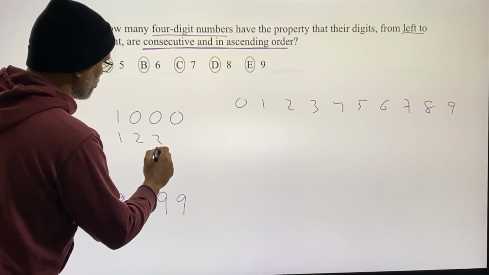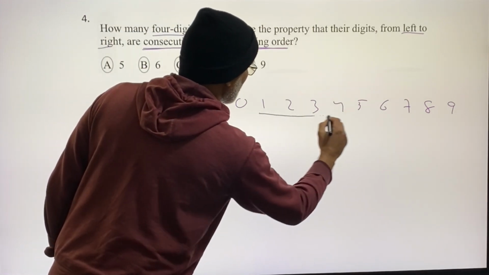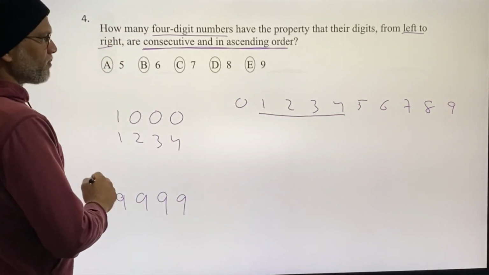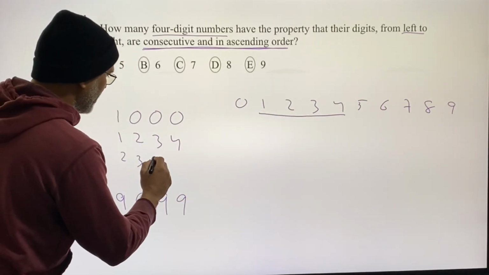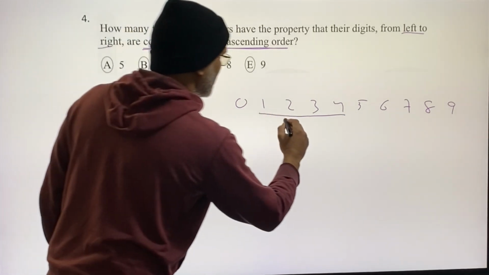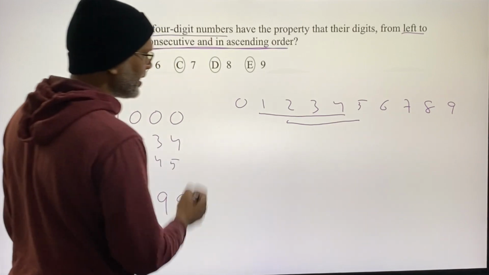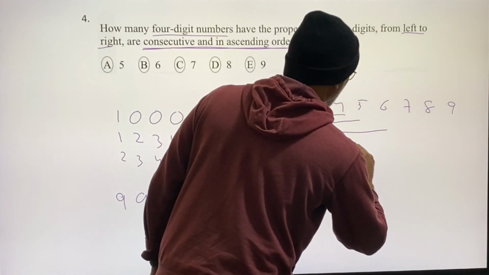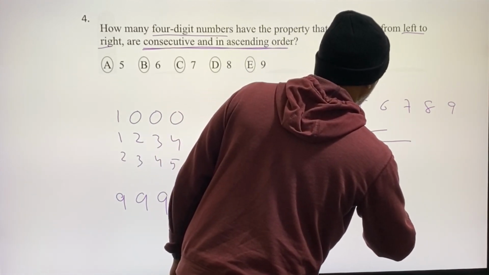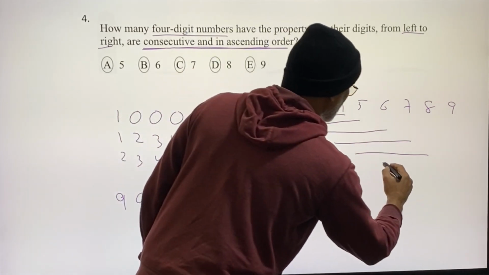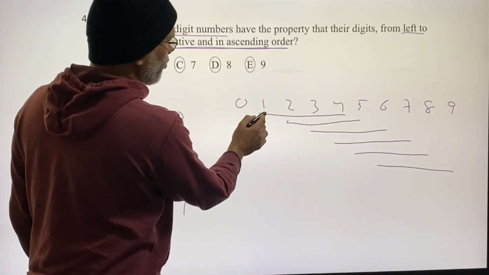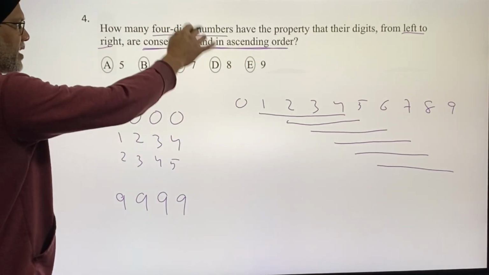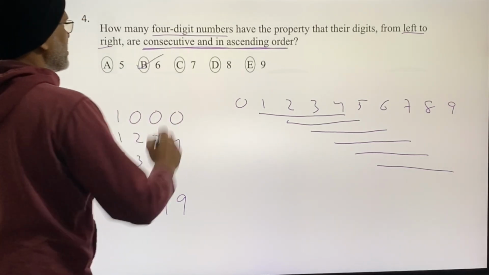So 1, 2, 3, 4. I cannot start from 0 because then it will be a 3-digit number, right? So 1, 2, 3, 4 is possible. Similarly, 2, 3, 4, 5. Let me do it here, it's easier. Then 3, 4, 5, 6, and then I can start from 4, 5, 6, 7, and 5, 6, 7, 8. And then I can start from 6, 7, 8, 9. So I have 1, 2, 3, 4, 5, 6 possible numbers that satisfy this condition. Then B is the correct choice.